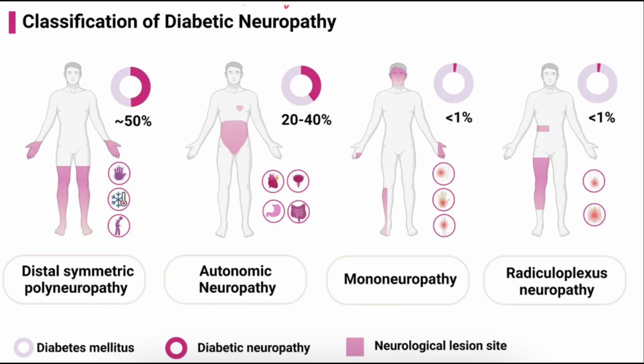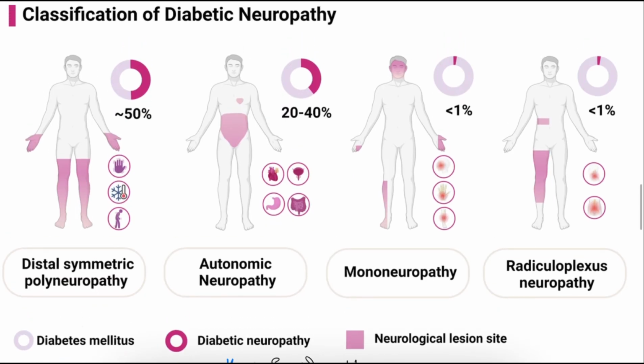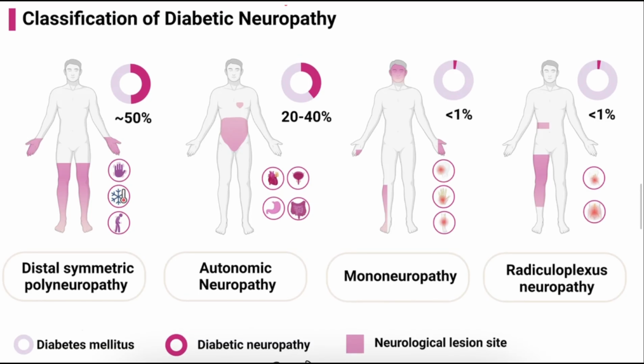Total, we have 5 different types of classification of diabetic neuropathy. First one, most commonly I saw in clinic, in OPDs, whenever patient coming with geriatrics with diabetes and everything, I saw this type of distal symmetrical polyneuropathy, DSPN we called. This is the most common neuropathy, polyneuropathy we can see in most cases.